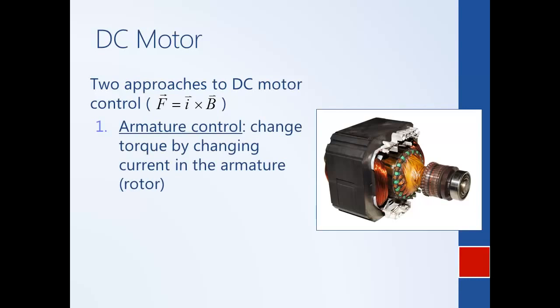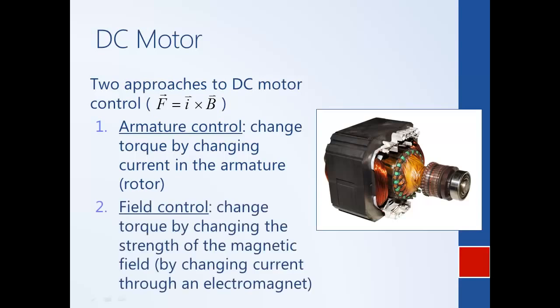Controlling the motor by affecting current is called armature control. So we change the torque by changing the current in the armature. The alternative, affecting the magnetic field, is called field control. And so in order to do that, the magnetic field needs to be generated by an electromagnet. If we had a permanent magnet, you can't change the strength of the magnetic field. So we need an electromagnet, and that's what's shown here. So here's the rotor with its coils, its armature, and then here these coils represent the magnetic field. So by changing the current through this coil, we can affect the strength of the magnetic field.